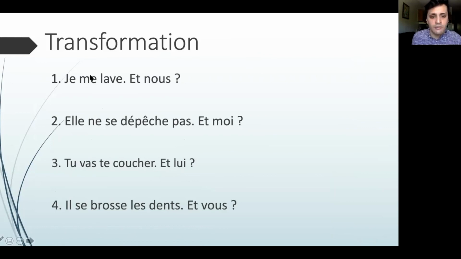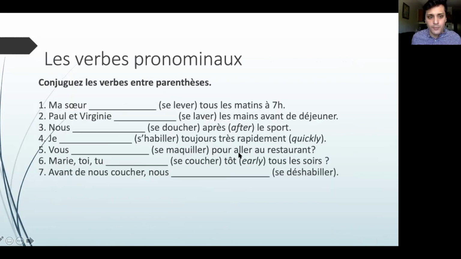So je me lave et nous, and so here, transformation, they have to conjugate it to the new form. Nous nous lavons. Elle ne se dépêche pas et moi je ne me dépêche pas. That's basically what they have to do for that. And then again, they go with their partners to do the rest of these activities.